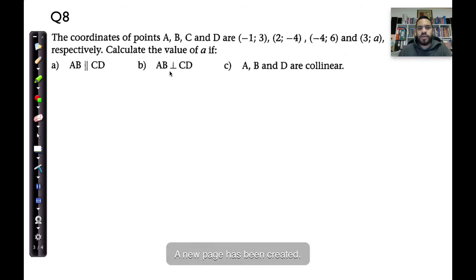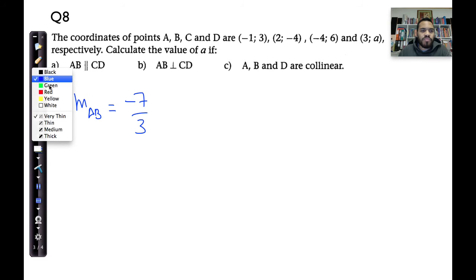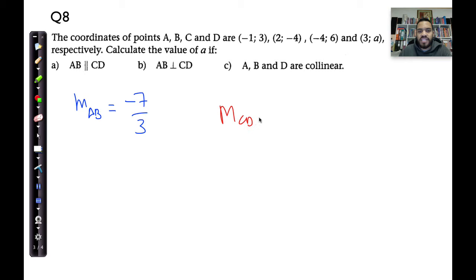Okay, so for this part, if we remember correctly, we said MAB is equal to, let me go one back, minus 7 over 3, right? Now, if the lines are perpendicular, if AB is perpendicular to CD, that means the product of their gradients will equate to -1. So I'm going to say MCD is equal to the negative reciprocal, which is going to be positive 3 over 7. If this one's negative, this one will be positive. If that one's 7 over 3, this one will be 3 over 7.